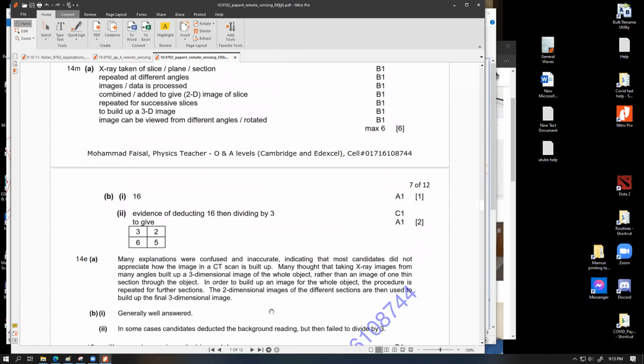Many explanations were confused and inaccurate, including that most candidates did not appreciate how the image in CT scan was built up. Many thought that taking extreme images from many angles built up a three-dimensional image of the whole object, rather than an image of one film section through the object. This is the important bit.